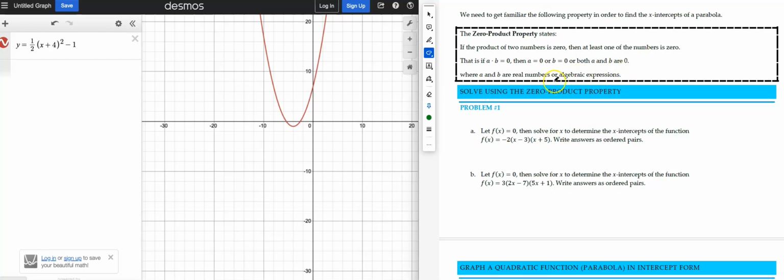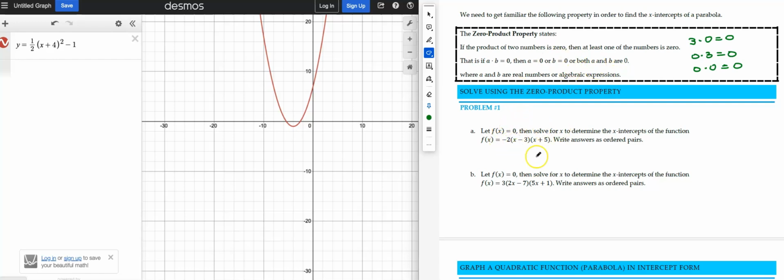Okay, but we need this zero product property. So basically I'm saying if you multiply 2 numbers together and it equals 0, then one or the other number would have to be 0, right? I'd have to have like 3 times 0 gives me 0. Or I'd have to have 0 times 3 equals 0. Or if I did 0 times 0, I get 0, right? So one or the other of those factors has to be 0.